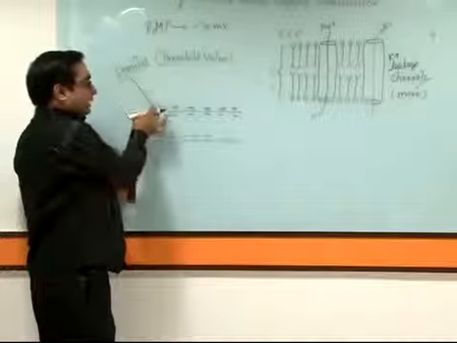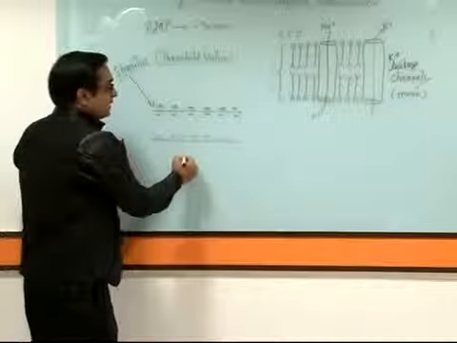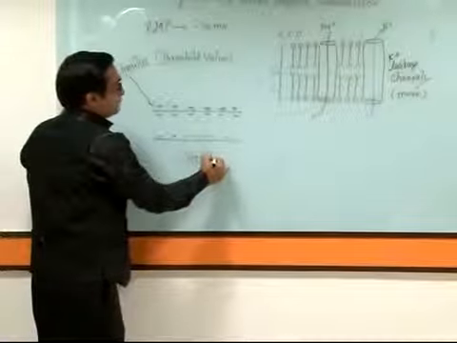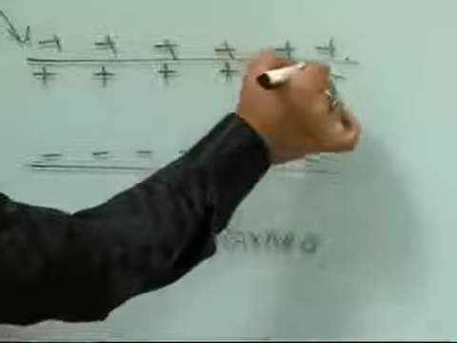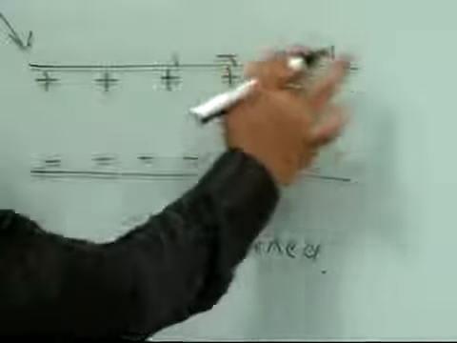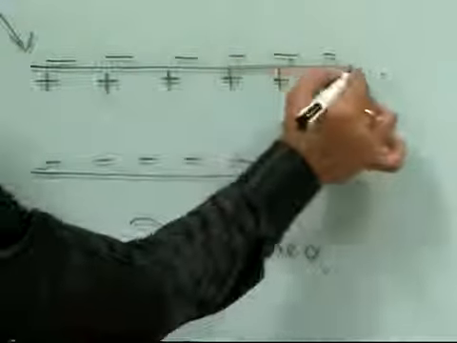If we apply a threshold stimulus, then membrane polarity reverses in a short patch of axolemma. That means inside becomes positively charged and outside becomes negatively charged. The polarity reverses.